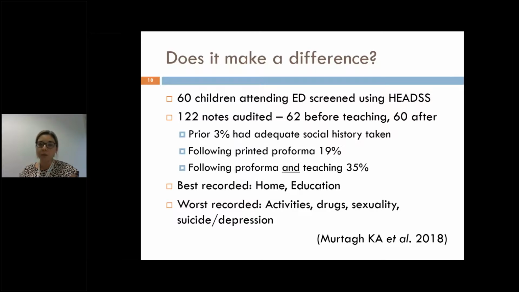This is from a couple of years ago, but the teaching and using the pro forma goes up to 35%, so just over a third of people having a really accepted level of social history taken, which is a bit worrying because it's a really good part of your clinical assessment. It's a big part of what's going on in these young people's lives.